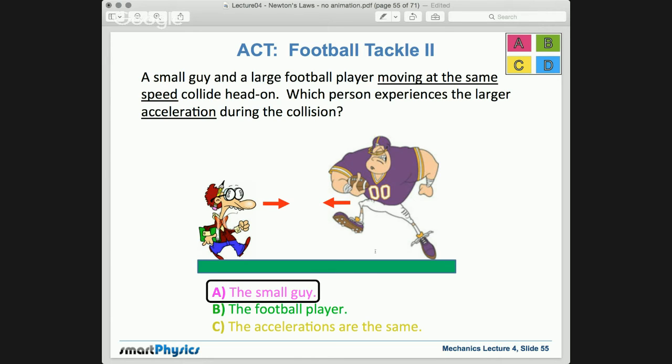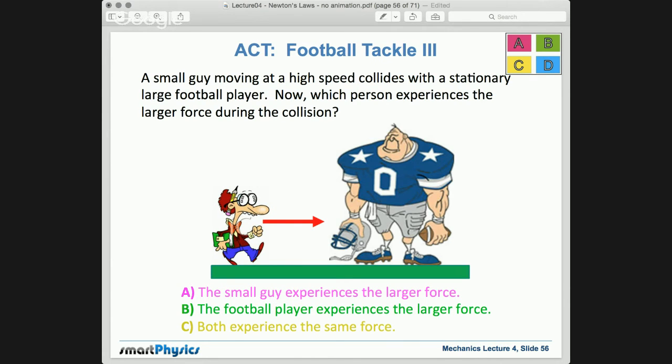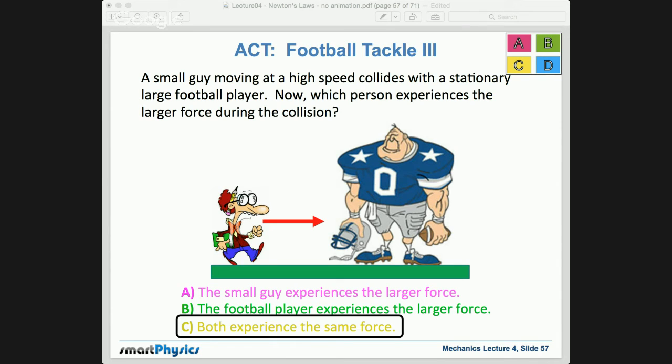Okay, and then finally, one other way that you could think about this is that the small guy is the only one that's moving. The big guy is standing still. They collide, and even though that seems like a different situation, and the resulting motion for the two guys may be different than in the previous example, again, they experience the same force. Okay, and Newton's third law does not leave any ambiguity about that. So any questions about that?